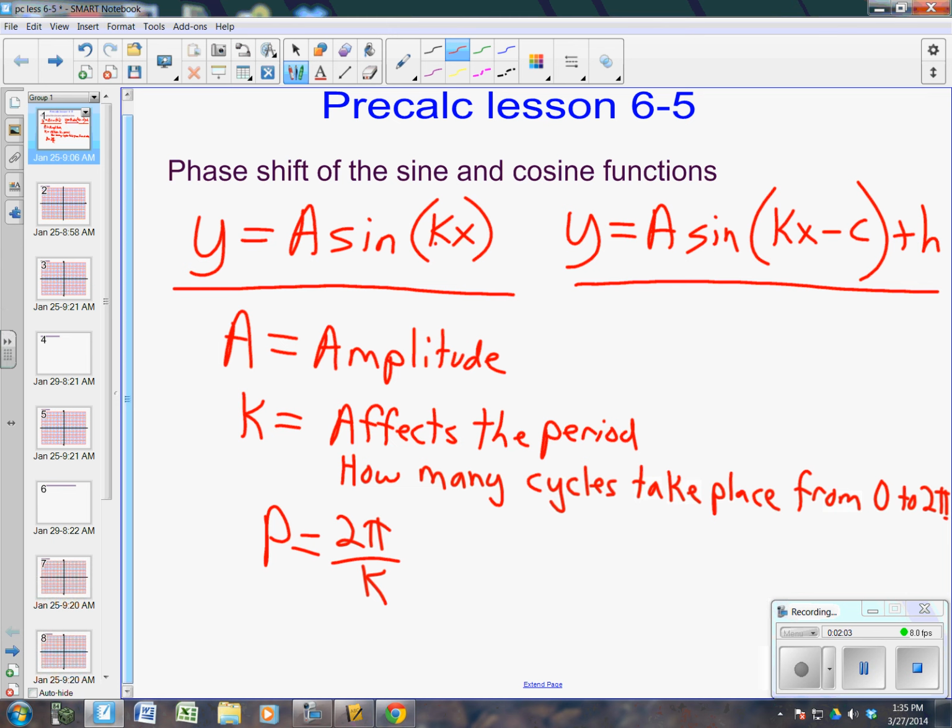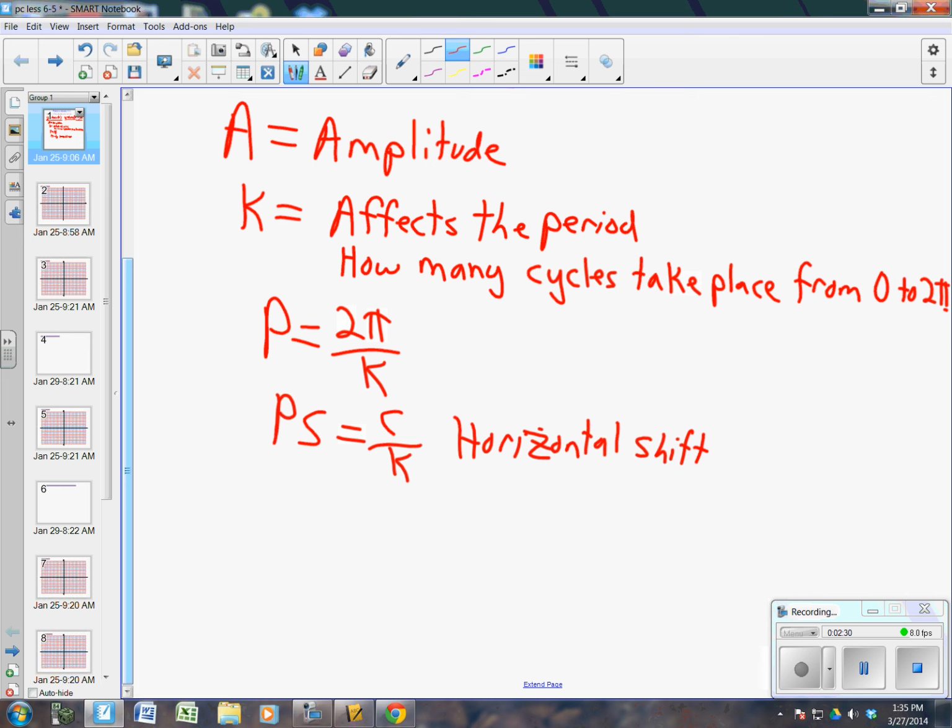So now we're adding to that C. And C has to do with this formula right here, phase shift. PS stands for, I'm going to call it phase shift. And the formula is phase shift equals C over K. Phase shift is how much it shifts left and right. It's the horizontal shift. And then we have H is the vertical shift.